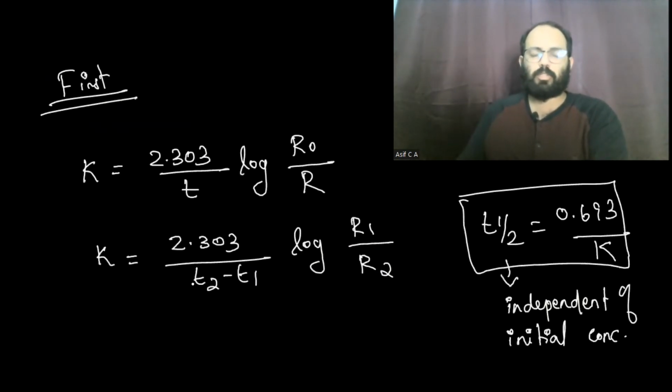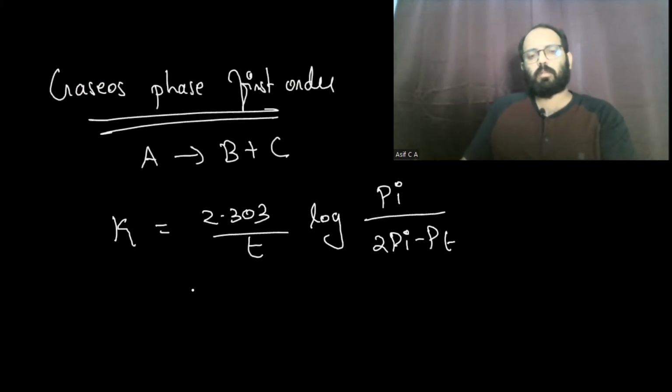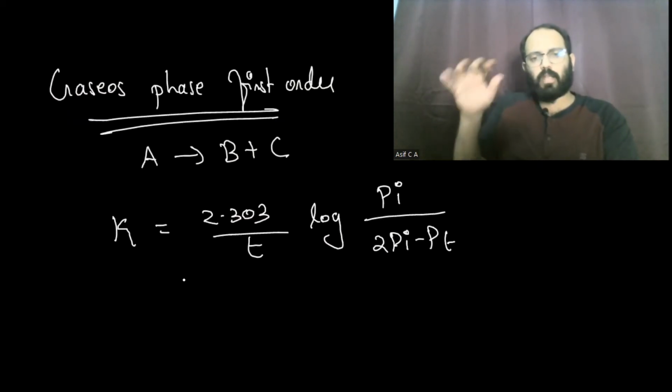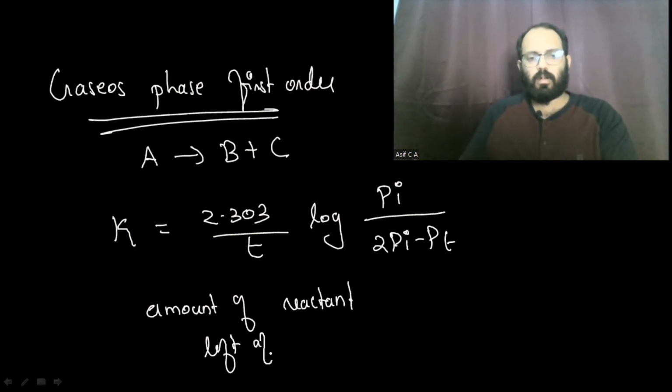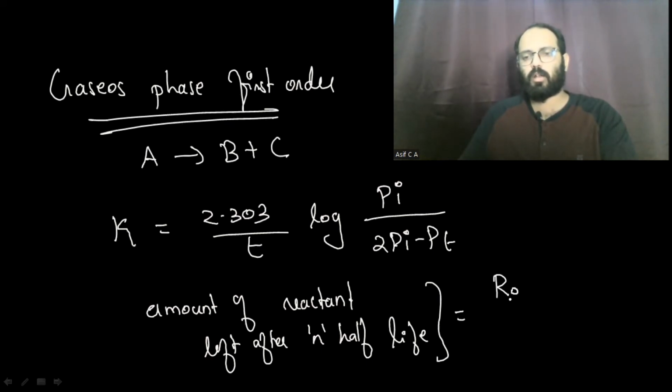Now in this first order, we can ask a question like: after n half lives, what is the amount of reactant left? You can write the equation as r naught by 2 power n, where n is the number of half lives. Writing like this, we can find it.